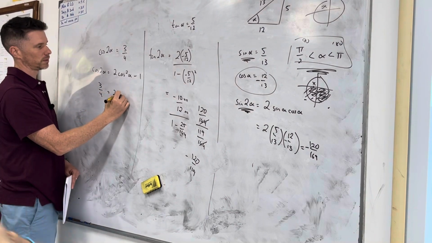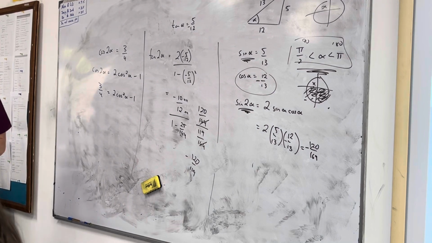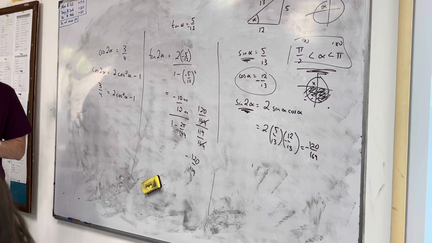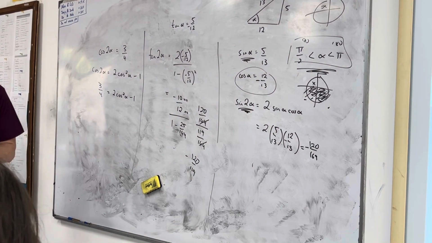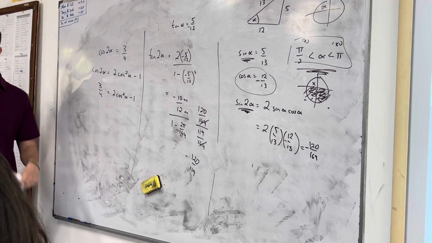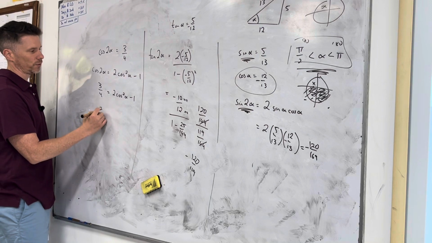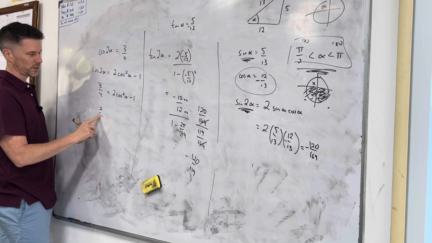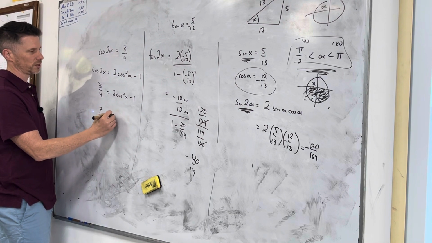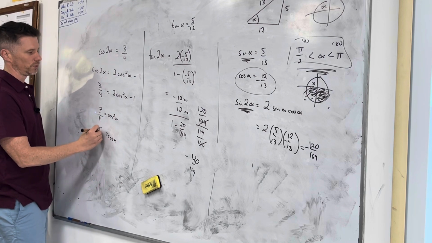Why did you choose that one? Because the other one has cos and sine in it, and another one has sine in it, and I'm doing part A, which is looking for cosine. So I'm trying to limit the number of variables. There's only one. So add 1 over here, 7 over 4, divide by 2. 7 over 8 is equal to cosine squared alpha. So cos alpha is the square root of 7 over 8.